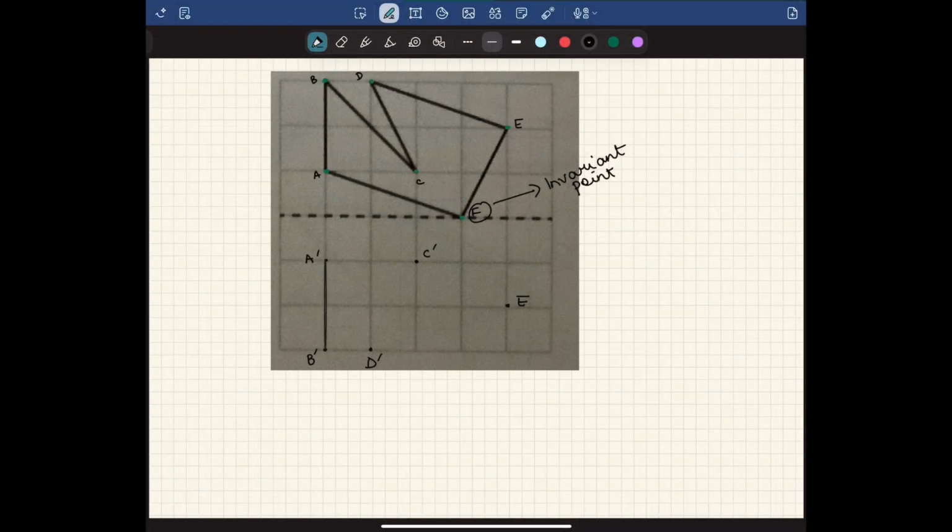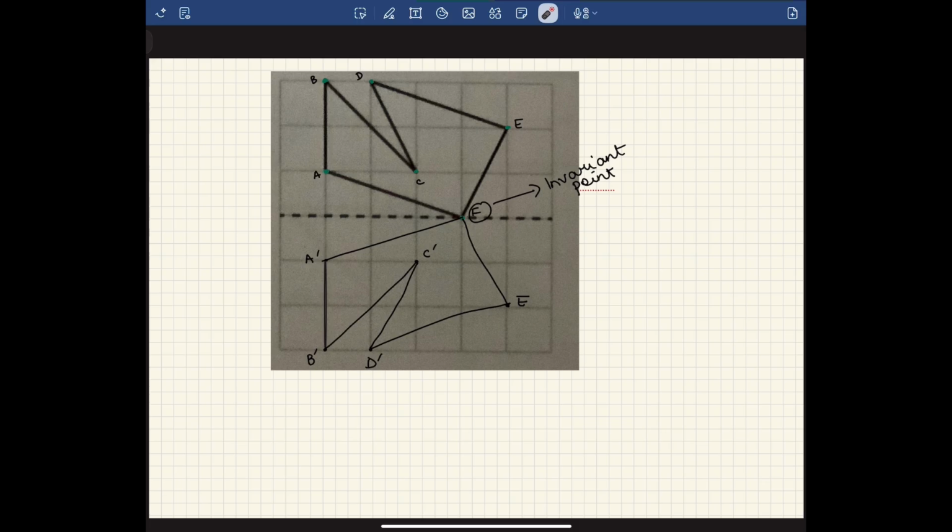Let's draw the image now. Connect A with A prime. A prime with B prime, B prime with C prime, C prime with C, D prime with E prime, E prime with F, and this A. Okay, so this is our object, and this is the corresponding image when reflected along this horizontal mirror line.